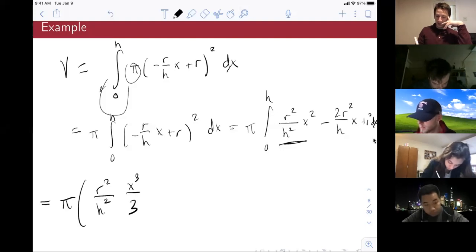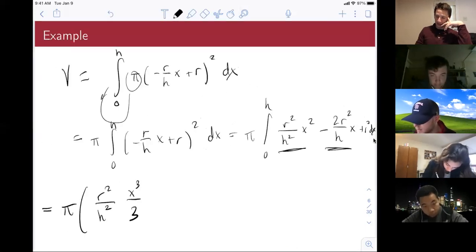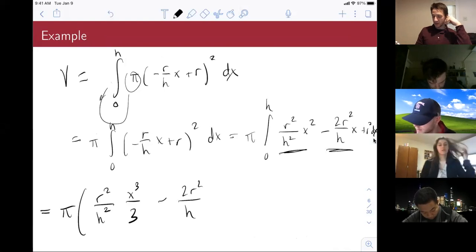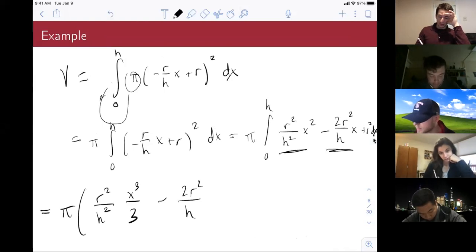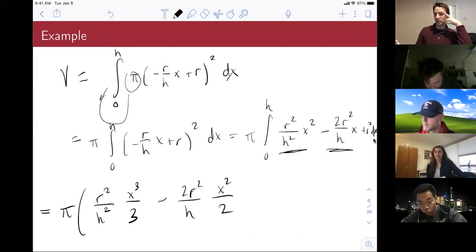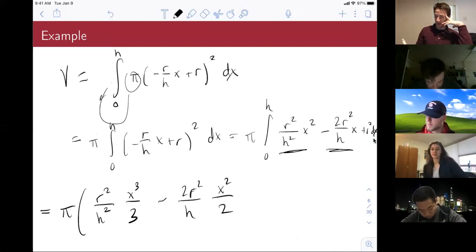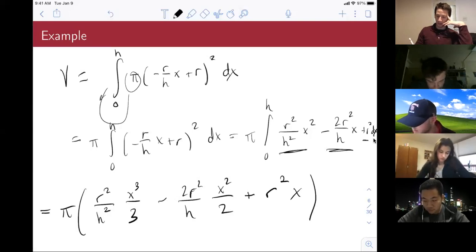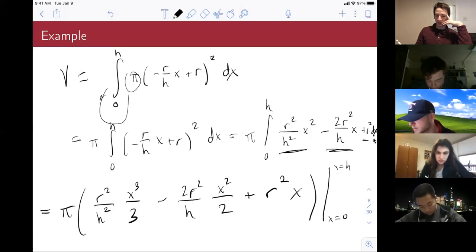Very good. Then we can integrate this piece. So I'm going to get minus 2r squared over h times, well, what's the integral of x with respect to x? I saw someone say it, x squared, and don't forget to divide by 2. You add 1 to the exponent and then divide by the new exponent, okay? And then plus r squared, again, remember, r squared is just a constant. So I'm going to get r squared times x. And I evaluate this at x equals h and x equals 0.